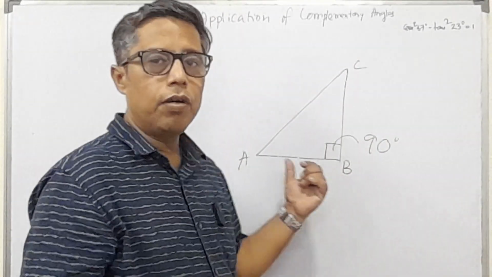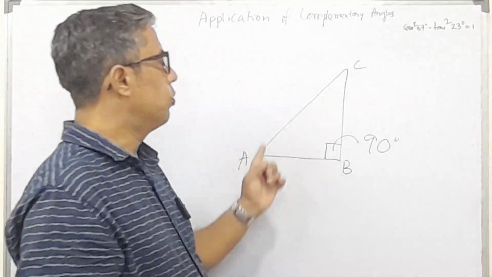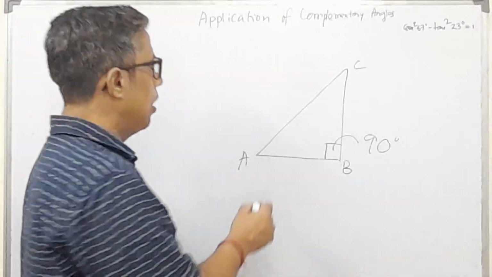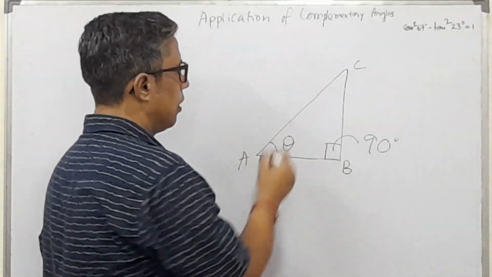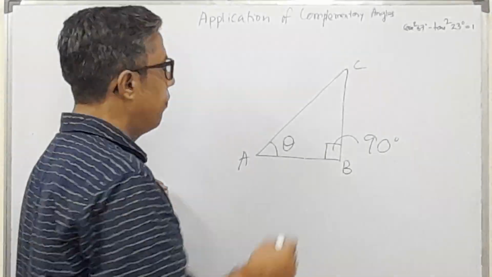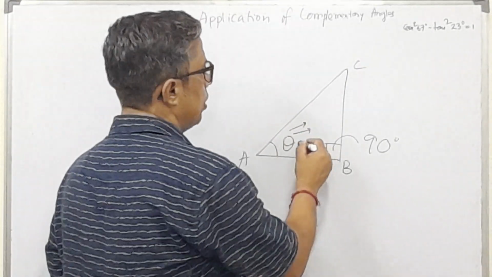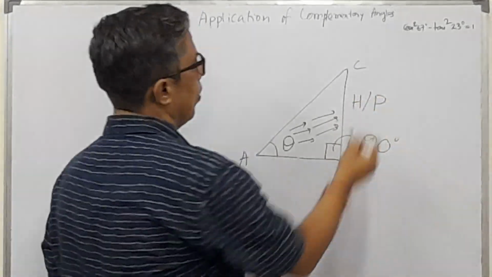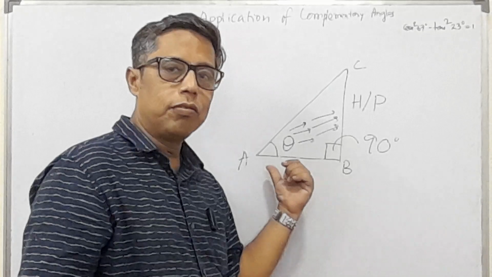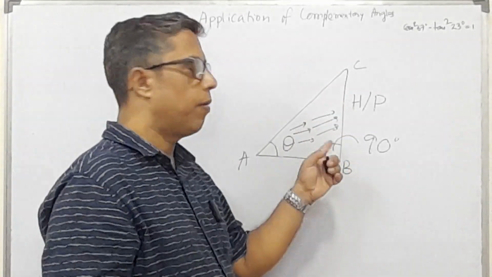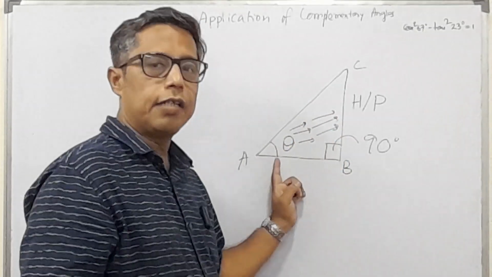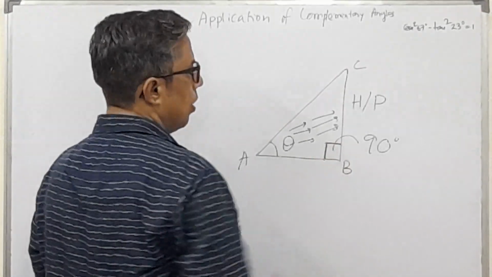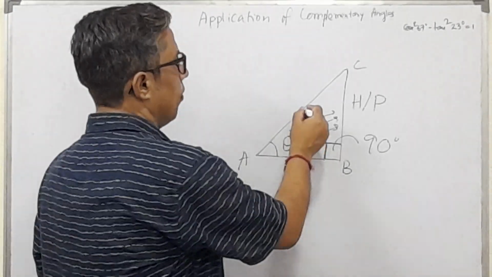One of the angles will always be 90 degree, and which one will be the hypotenuse, how to get the perpendicular and base. This is very important. Let's say this angle is theta. If you are putting a torch here, the light will go there. So this will be the height or perpendicular. The side opposite to theta will be the height or perpendicular with respect to this angle. And the side opposite to the 90 degree will be the hypotenuse.